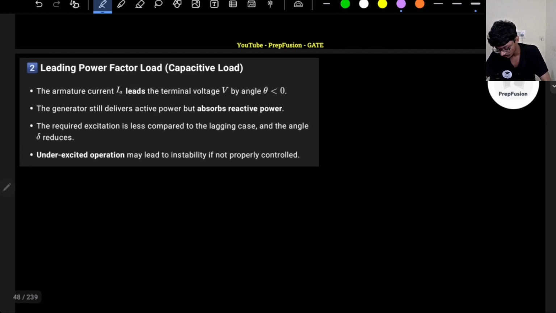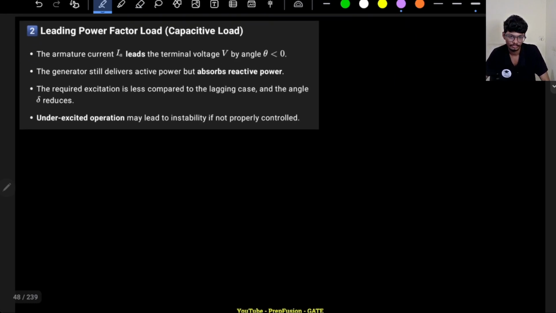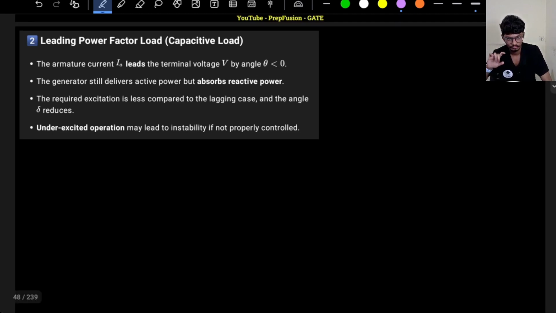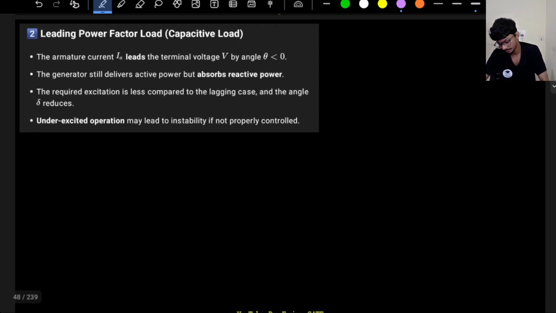What will happen for a leading load? For a leading load, things can be a bit different. For a leading load, remember your synchronous reactance will be negative basically. Why? If you remember, this was my main field flux, this was my MMF, FF, and this was my induced EMF, EF, due to the main field flux.